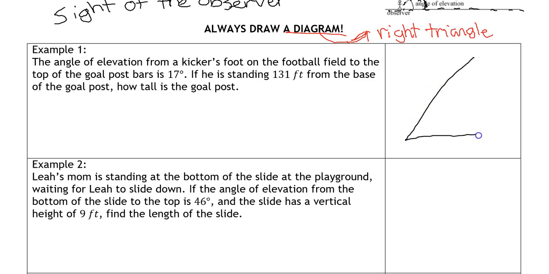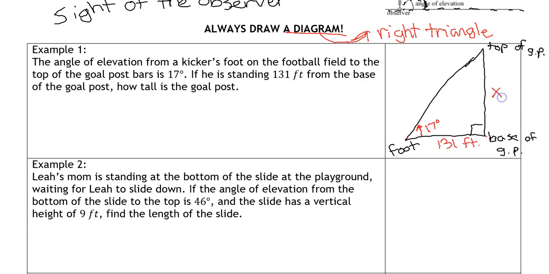So I'm going to draw my triangle. Alright, triangle. So I have a foot here. Alright, this is the top of the goalpost. And this is the base of the goalpost. Okay, so I'm just going to kind of label the pieces of my drawing. Once I have what my drawing is representing, then it makes it easier to just put my numbers in. So angle of elevation, again, this is my angle of elevation. And it says it's 17 degrees. And he is standing 131 feet from the base. So him to the base is 131 feet. And then how tall is the goalpost?